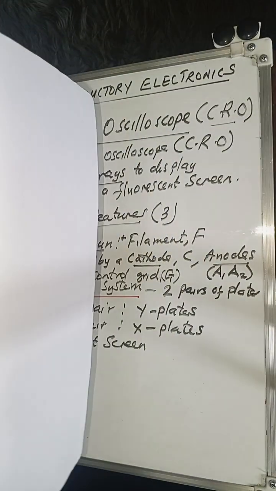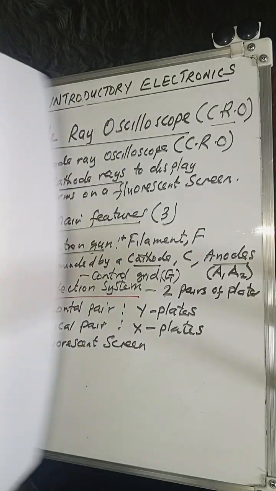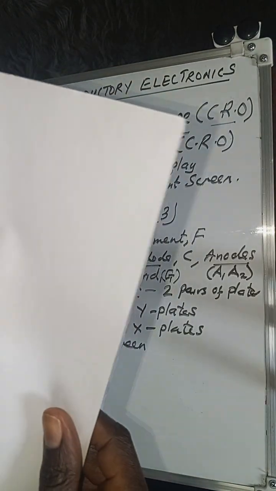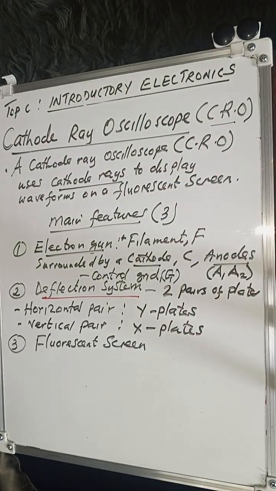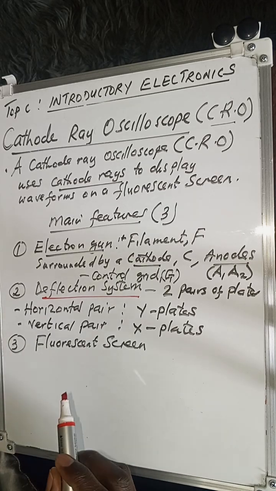Always remember the X plates are vertical, and the Y plates are always horizontal. That is what you need to remember. Then of course, there is what we call the fluorescent screen.